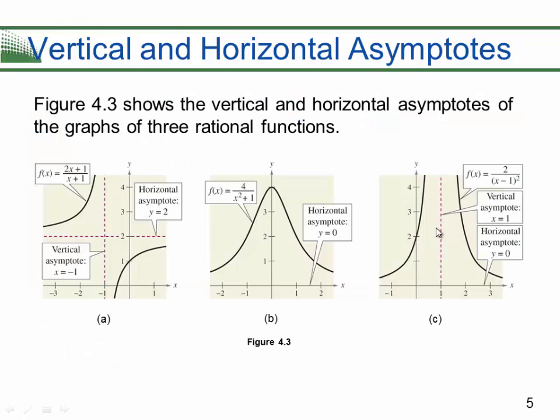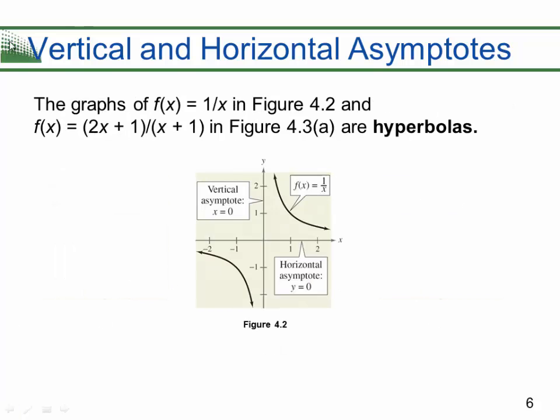So let's just look at some functions then. Here's the function (2x plus 1) over (x plus 1). It's got a vertical asymptote at x equals negative 1 and a horizontal asymptote at y equals 2. So you can see that as x goes to infinity, the y value of this function goes to 2. As x goes to negative infinity, the y value for this function goes to 2. That's exactly what this just said.